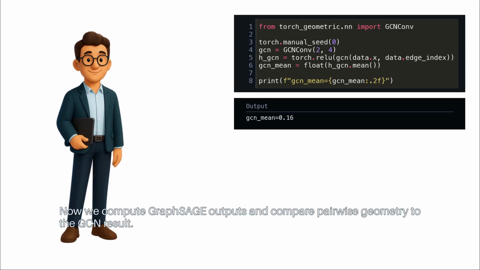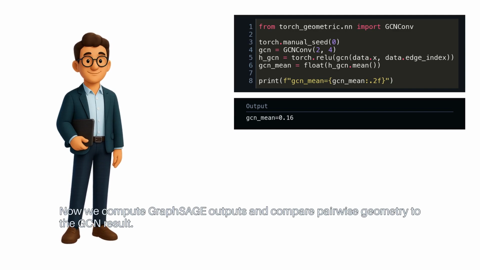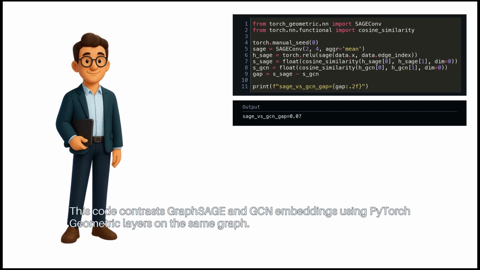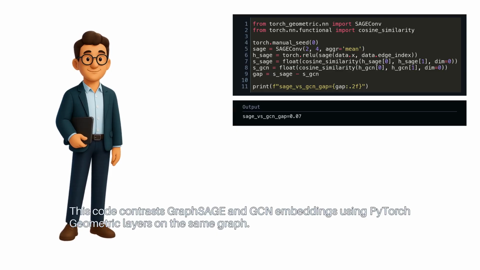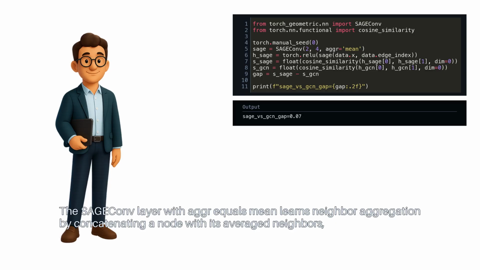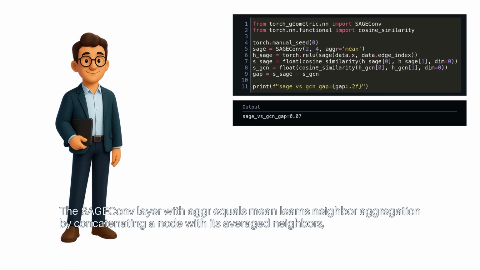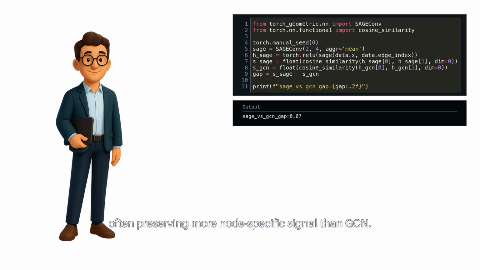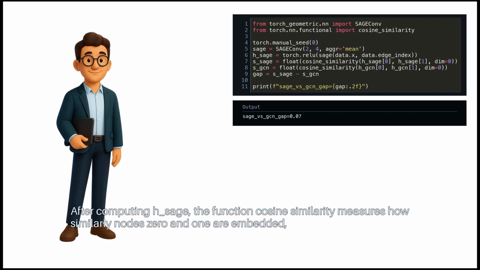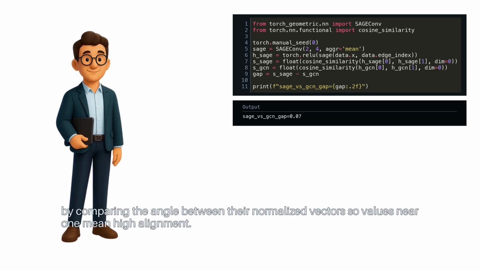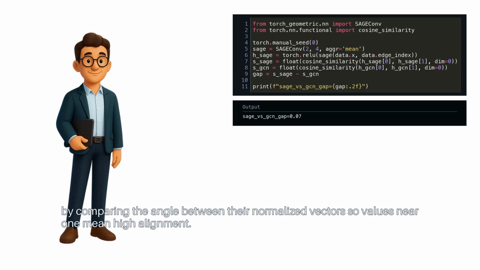Now, we compute GraphSAGE outputs and compare pairwise geometry to the GCN result. This code contrasts GraphSAGE and GCN embeddings using PyTorch Geometric layers on the same graph. The SAGEConv layer with aggr equals mean learns neighbor aggregation by concatenating a node with its average neighbors, often preserving more node-specific signal than GCN. After computing h_sage, the function cosine_similarity measures how similarly nodes 0 and 1 are embedded by comparing the angle between their normalized vectors, so values near 1 mean high alignment.